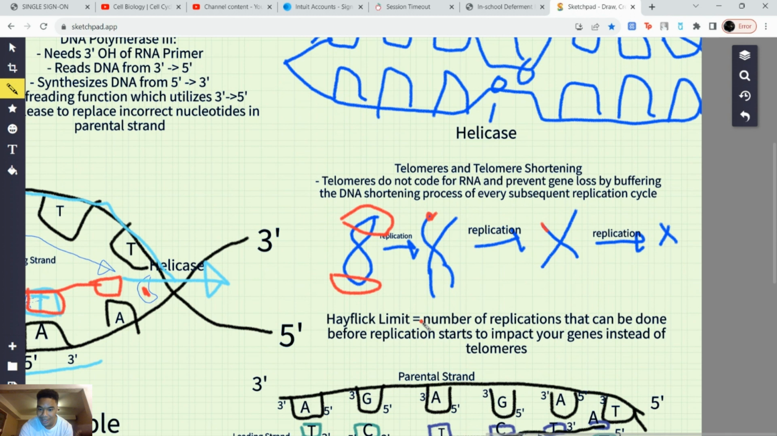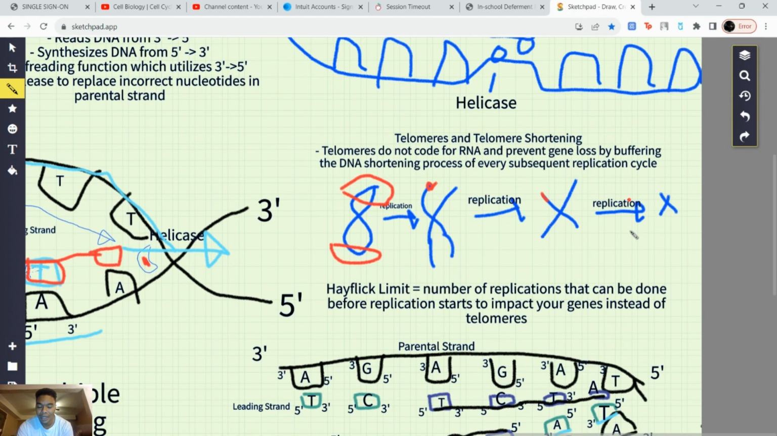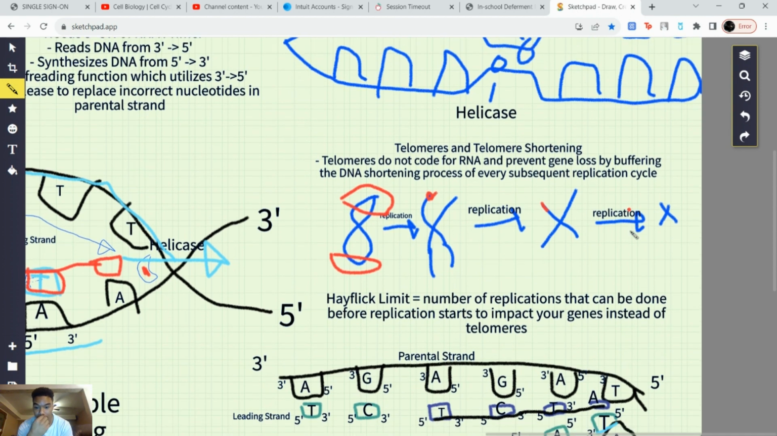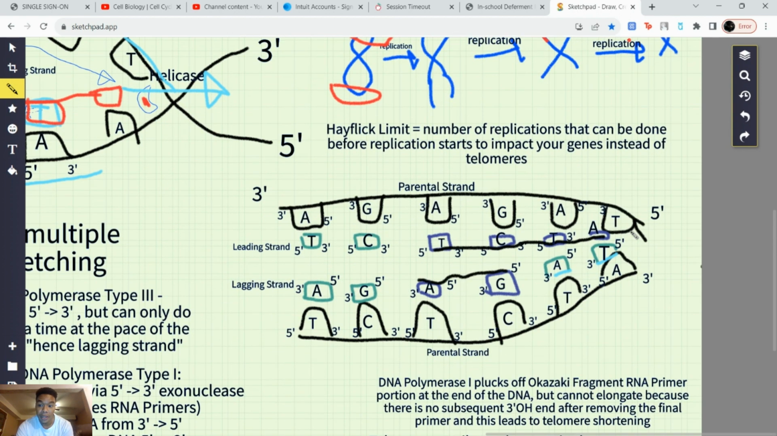And once they're gone, that's called the Hayflick limit. That's the number of replications that can be done before replication starts to impact the actual coding DNA, which is in here: your genes, your eye color, other things that are coded by genes. I'm not going to get into specifics here. And that's not good because then it has actual consequences on protein synthesis. And I bet there's a number of diseases that result from that.